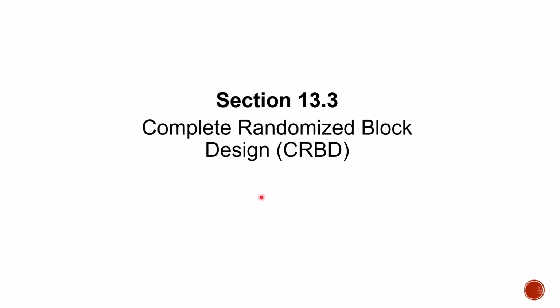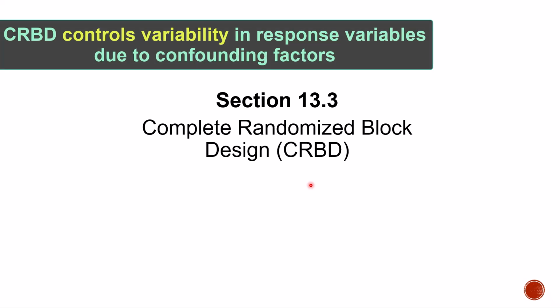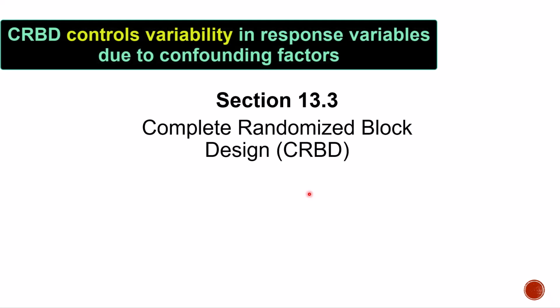Hello everyone. In this lecture, we will learn about complete randomized block design or CRBD, which is a type of experimental design in which experimental units are grouped in blocks based on a particular homogeneous characteristic or factor. The purpose of this design is to block or control the variability that may be introduced into the results of an experiment by some extraneous factor, some unnecessary factor.